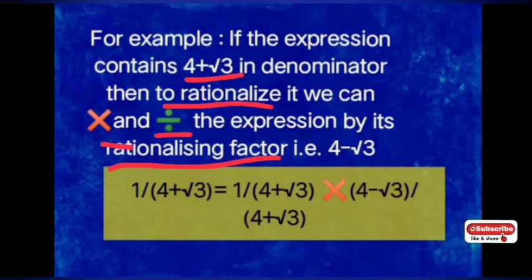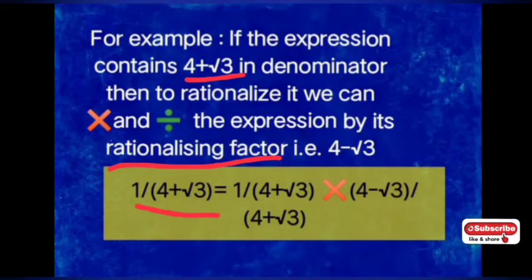And what will be the rationalizing factor? It's just negative of that root. So if you have 4 plus root 3, its rationalizing factor will be 4 minus root 3. As you can see, 1 by 4 plus root 3 is your number, and over here you are going to multiply and divide it by 4 minus root 3. Over here it will be also minus only, not plus. So it would be minus root 3. That's how you are going to multiply.